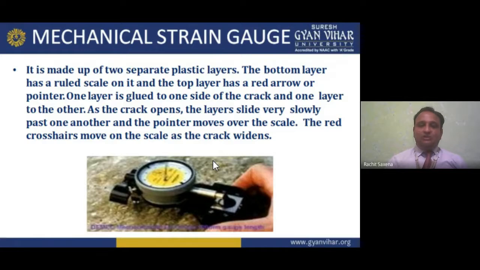We can say ruler scale, ruled scale, and top layer having the red arrow pointer. One layer is glued to one side of the crack, and one layer is glued to the other. As the crack opens, the layers slowly slide past one another, and the pointer moves over the scale.